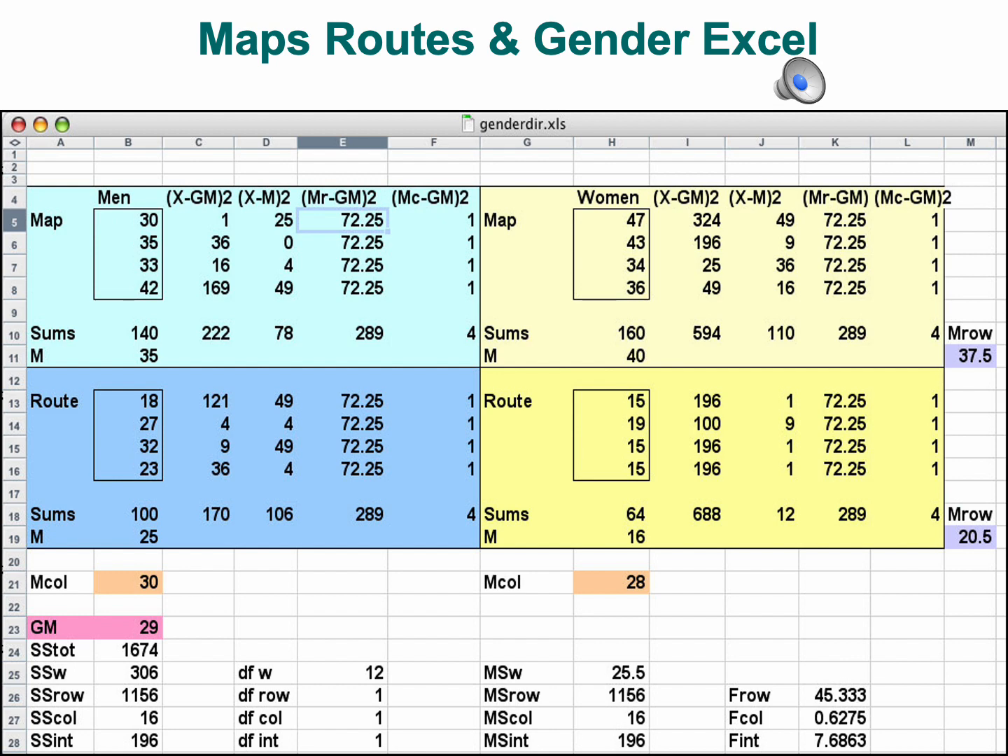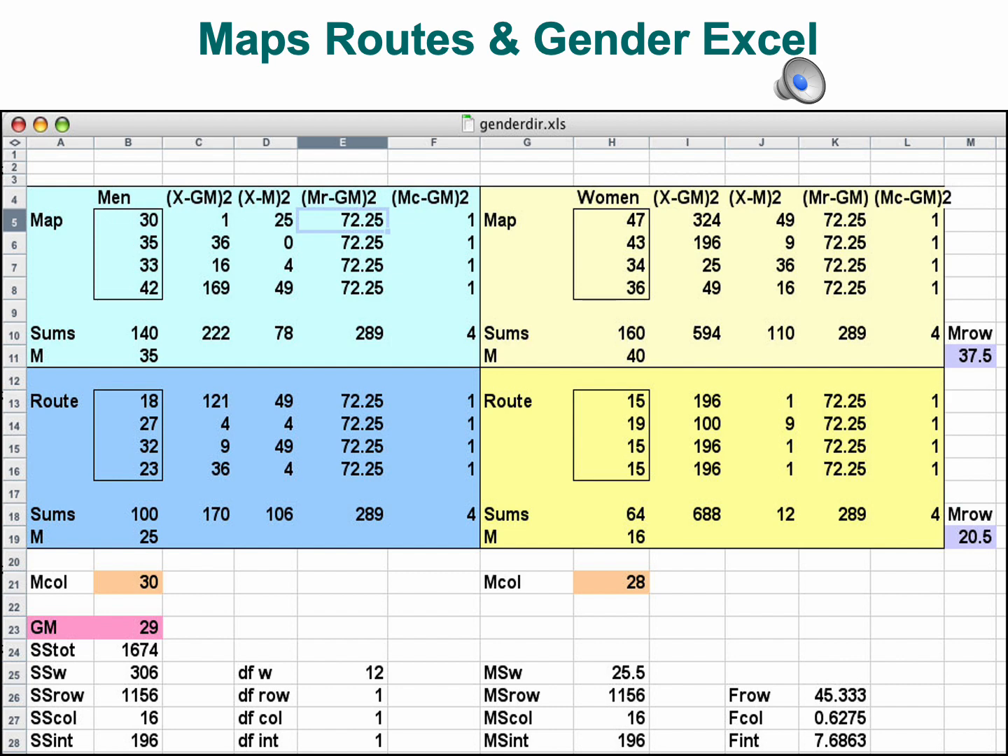So it tells me that the row difference, the difference between using a map and using a route, is really big. And if you look at the mean for using a map, that mean is 37 minutes, and the mean for using a route is 20 minutes. So there's a big difference, and that F ratio reflects that big difference. So it's unlikely it occurred by chance, this difference between using a map versus a route.